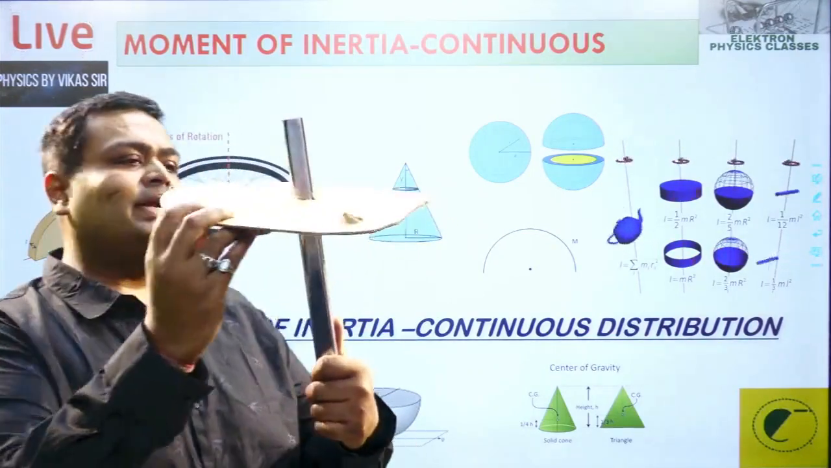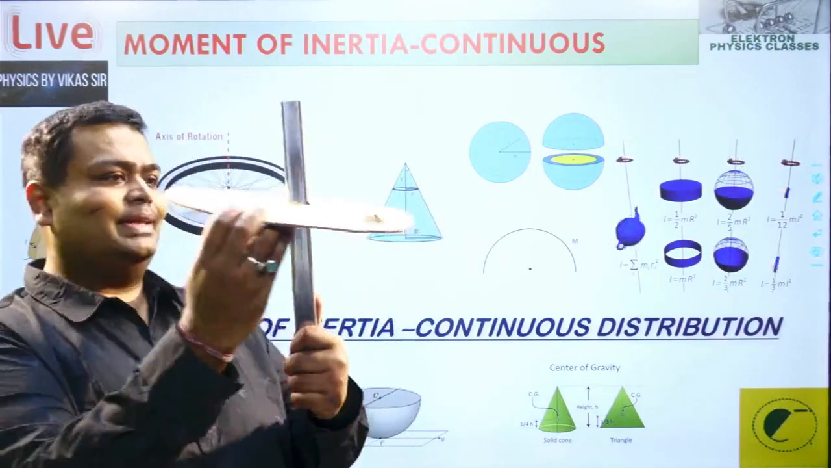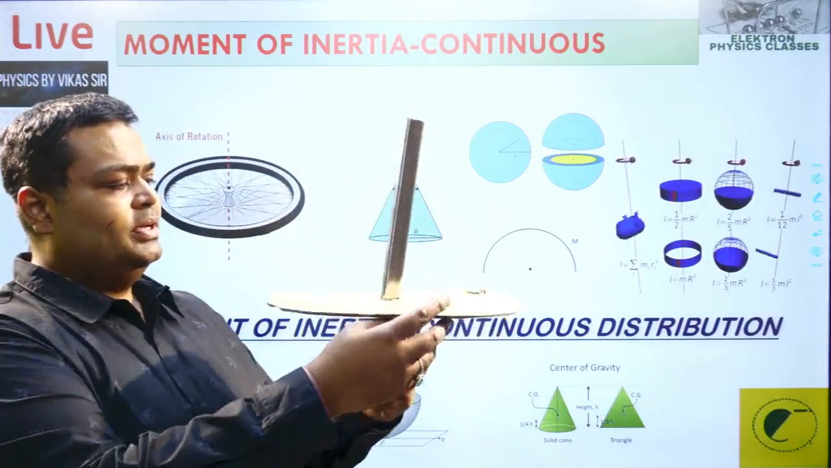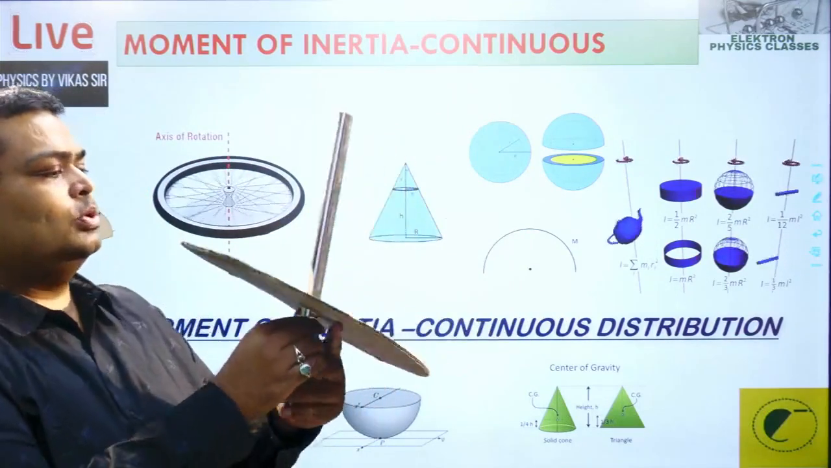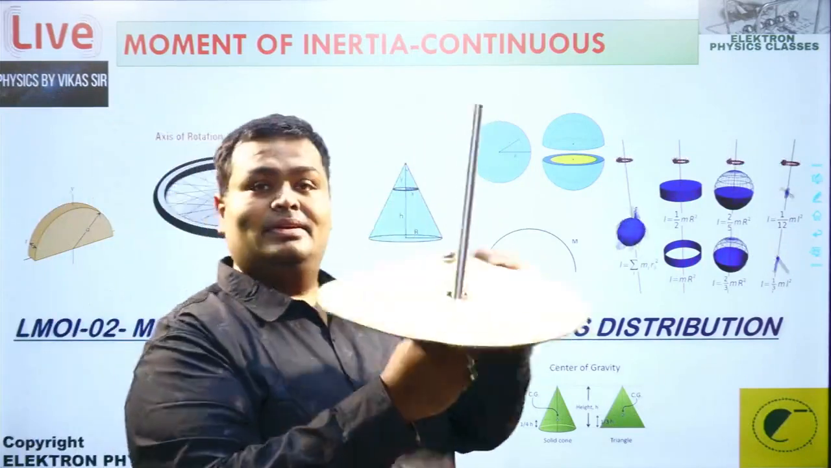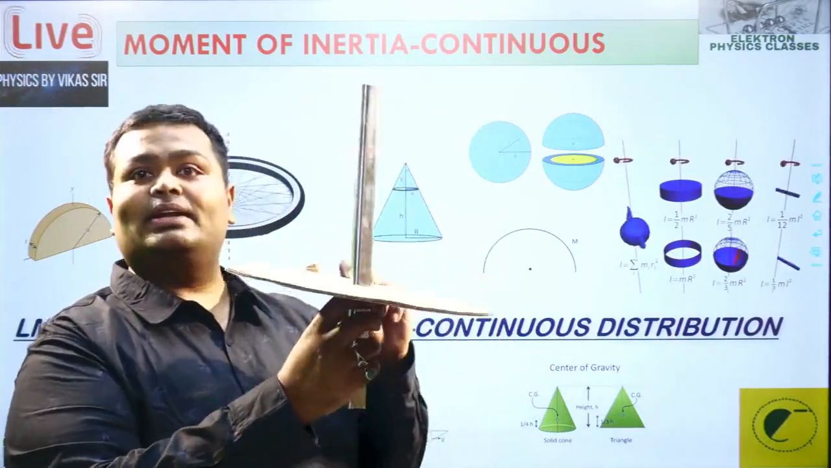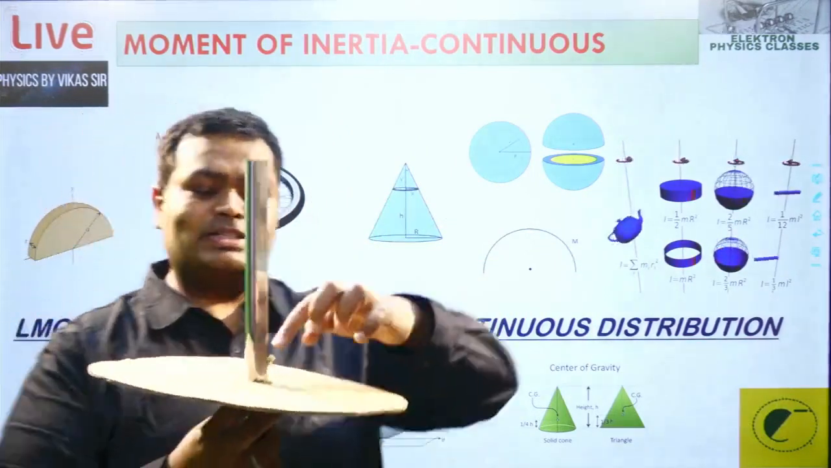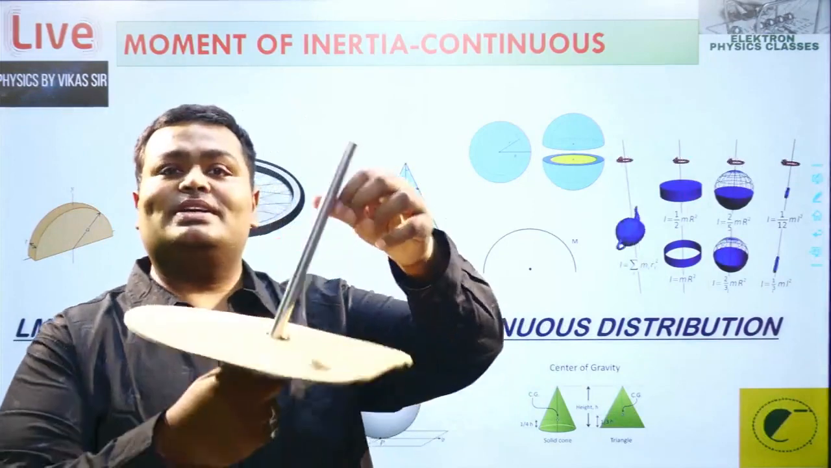So where is it rotating? It's rotating in a horizontal plane. It's rotating horizontally like this. And where is the axis? The axis is vertical, perpendicular to this horizontal plane. And it is also passing through the center of mass of the body. So it's a centroidal axis.